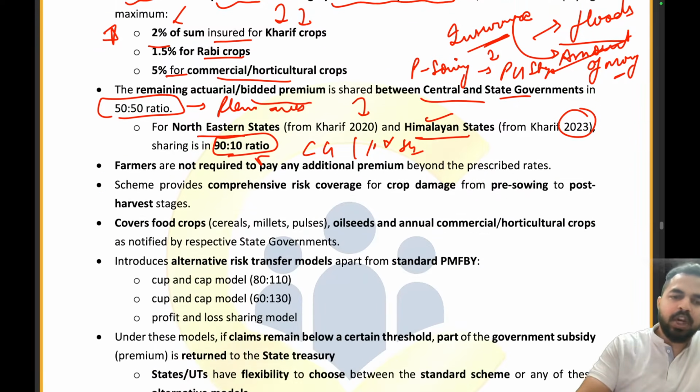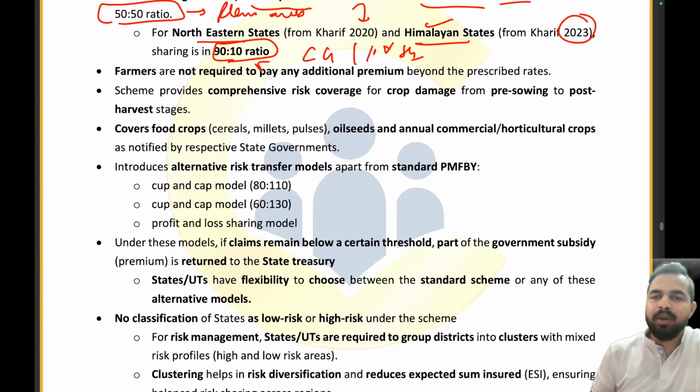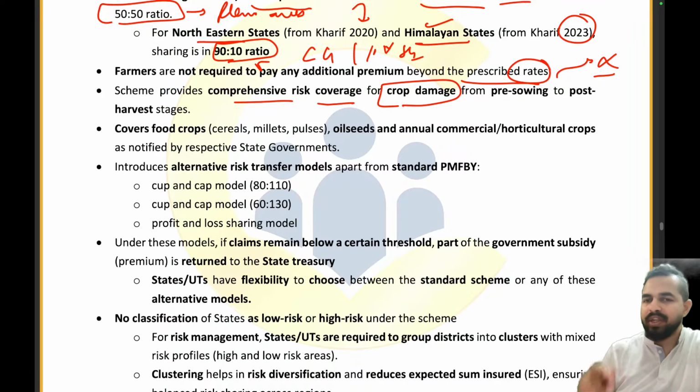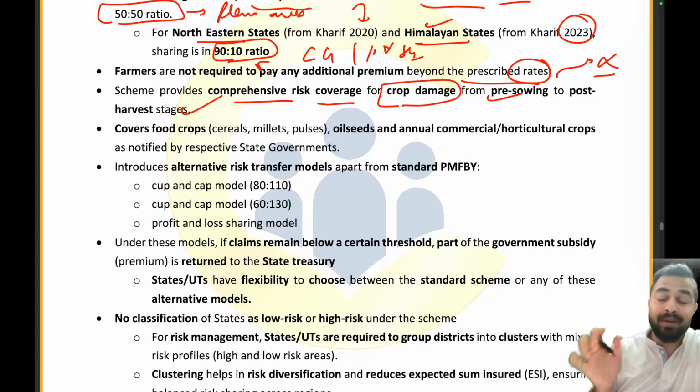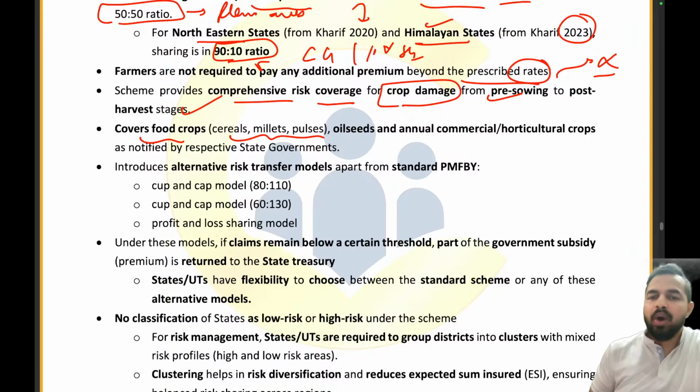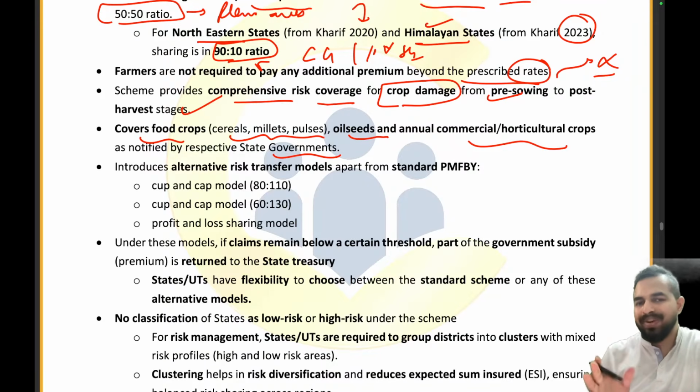Now farmers are not required to pay any additional premium beyond the prescribed rate. So above and beyond this rate, they are not required to pay any additional amount. The scheme provides comprehensive risk coverage for crop damage. What are the stages? Pre-sowing to post-harvest stages. Please remember this, it is very important. Then it covers food crops like cereals, millets, pulses, oilseeds, and annual commercial horticultural crops as notified by the respective state governments. So whatever crops are notified by the state government will be covered under that particular scheme. Clear?